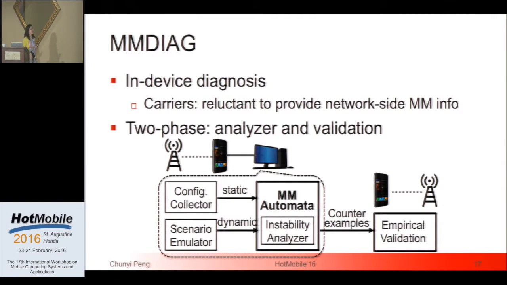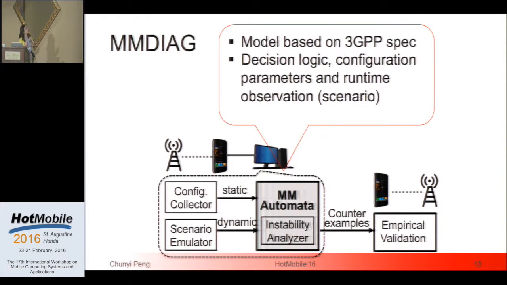And this tool has two phases. The first phase is called the analyzer. Based on my configuration scenario, it detects where instability might happen, that is, possible instability. In the second phase, we validate it in the real environment and check what instability is incurred in reality. For the details, the key of this dialog is called the automata. This is a model based on the 3GPP specification, which models how exactly each mobility management or handoff procedure works, including its decision logic, its configuration parameters, and also the runtime conditions, for example, radio signal strength.